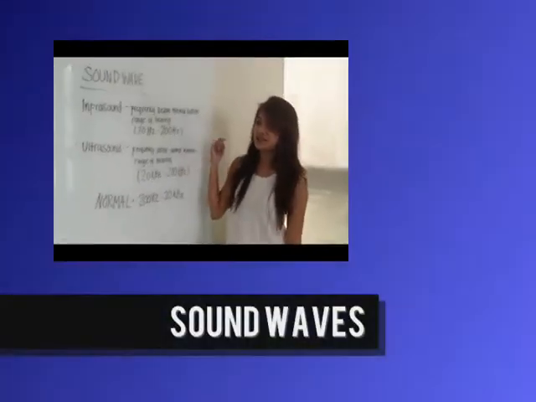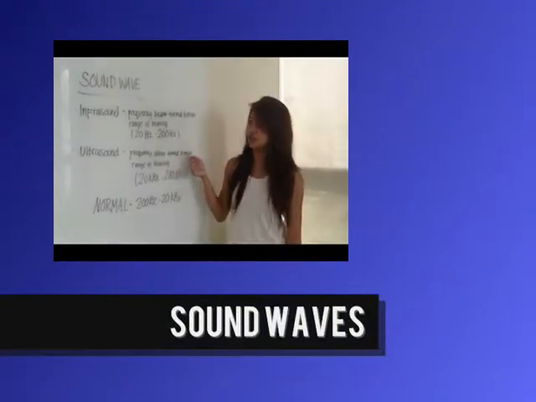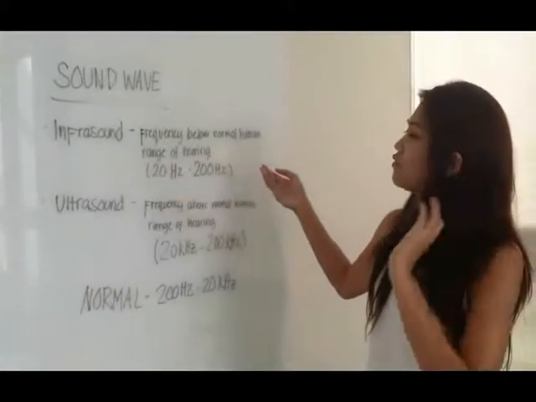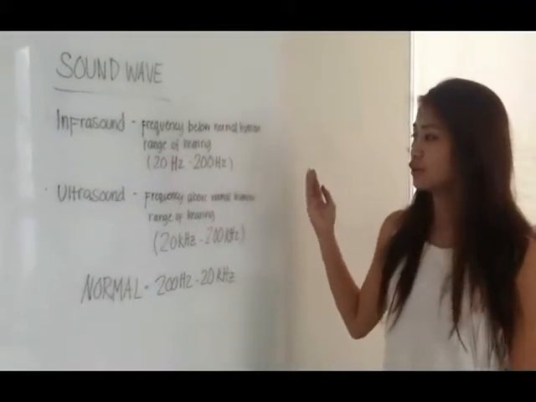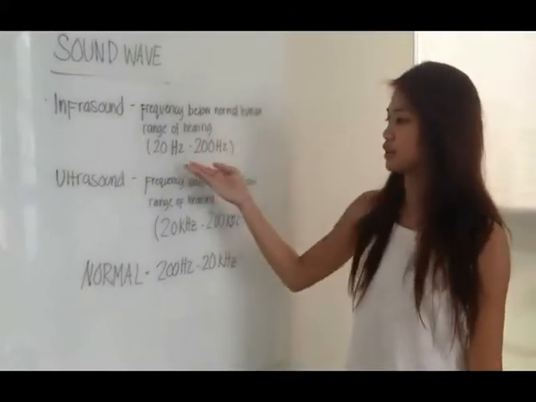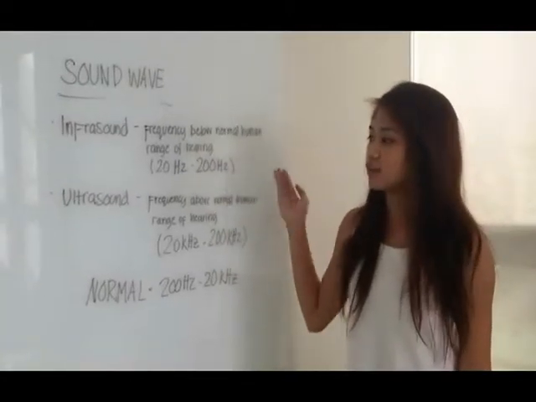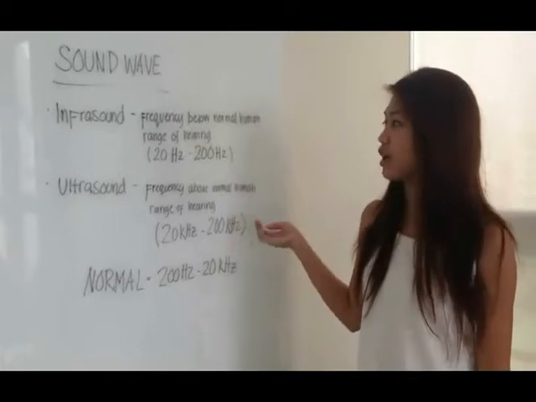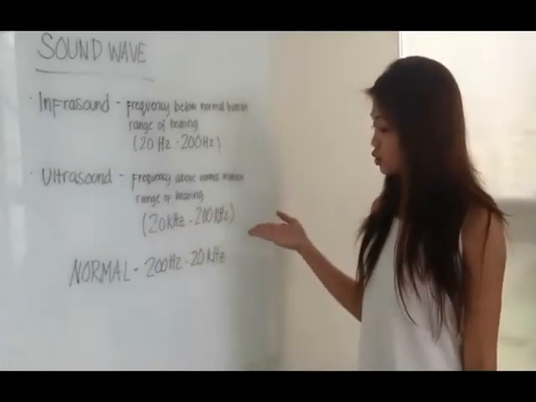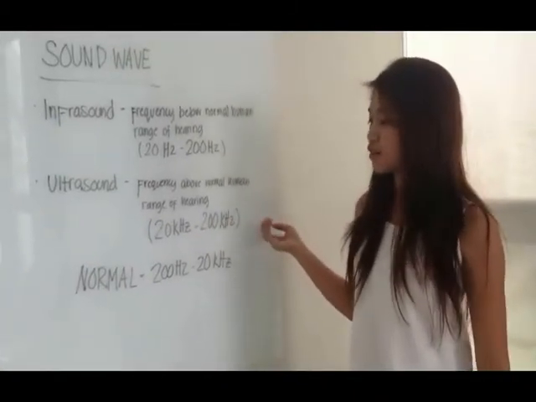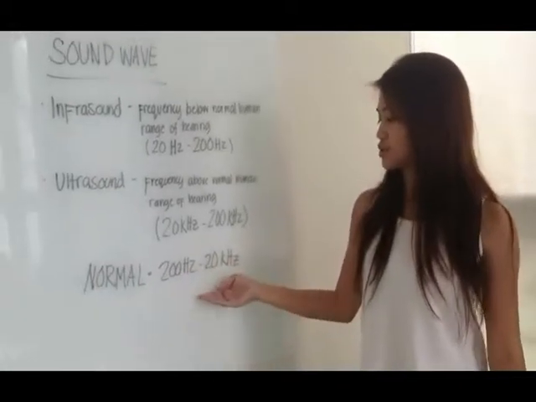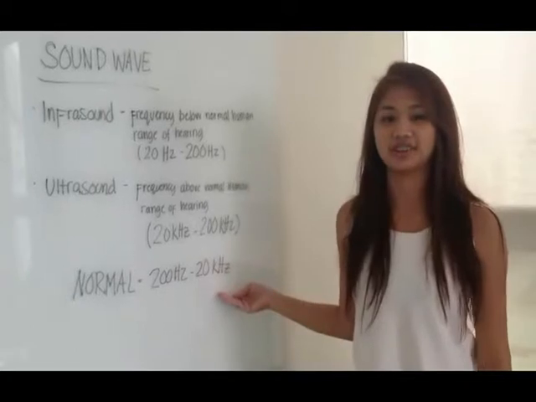A sound wave is a type of longitudinal wave. There are two types under this. Infrasound has a frequency below the normal human range of hearing, which is 20 Hz to 200 Hz. Ultrasound has a frequency above the normal human range of hearing, 20 kHz to 200 kHz. The normal range of hearing for humans is 200 Hz to 20 kHz.